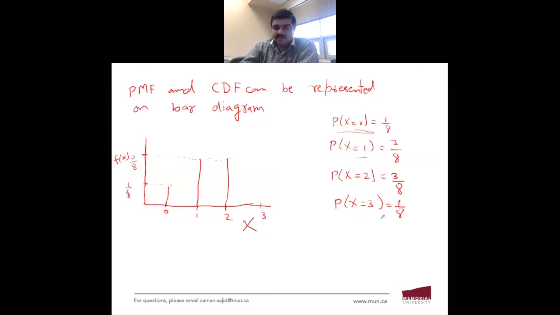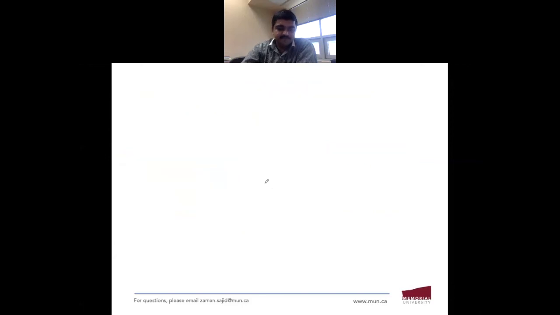Okay, and for x equal to 3, it is 1 by 8. That's the same height, 1 by 8. So this is how you represent your PMF on a bar diagram. Now we will see how we represent the CDF on a bar diagram.